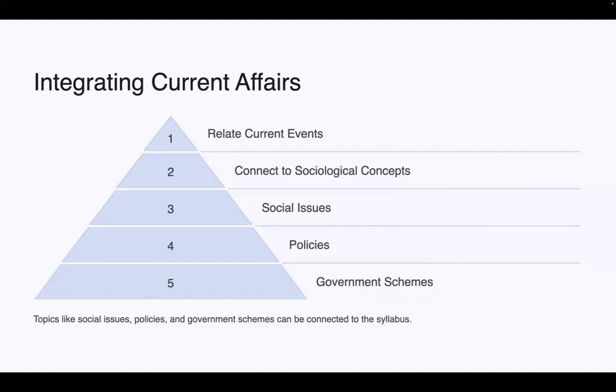Okay. Also, in social issues, you need to write government schemes in the later part. Like in the conclusion, you will utilize them just to give positivity and connect to the sociological angle.